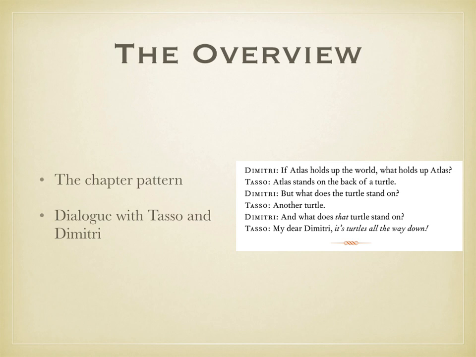Now, as a basic overview, the chapters of Plato and a Platypus Walk into a Bar follow the same basic pattern. The chapter pattern starts with a dialogue between two fictional Greek philosophy students or philosophers, Tasso and Dimitri. In Philogagging, Dimitri is asking some questions about the nature of the world, and Tasso is doing his best to respond.